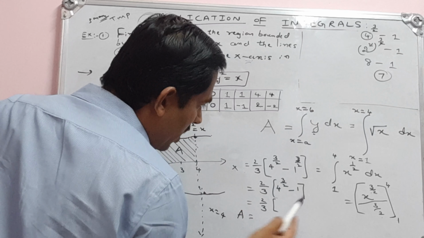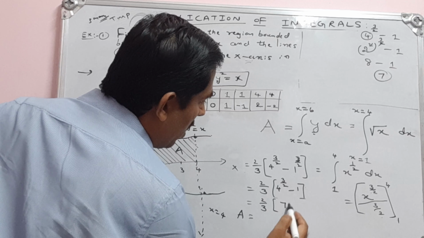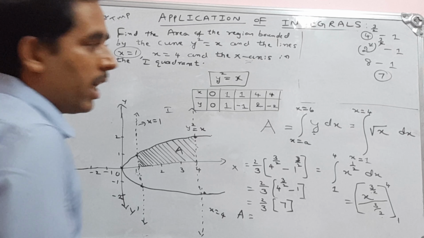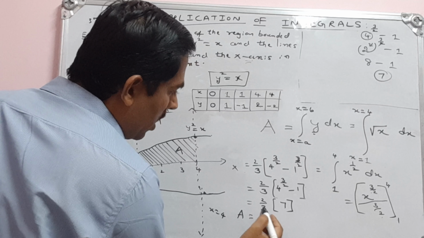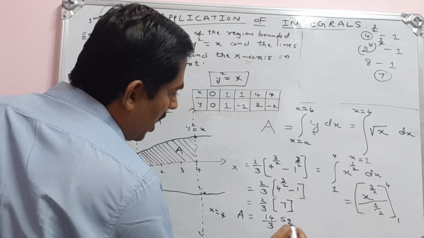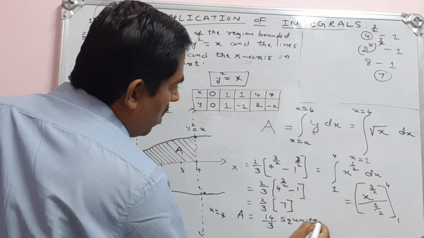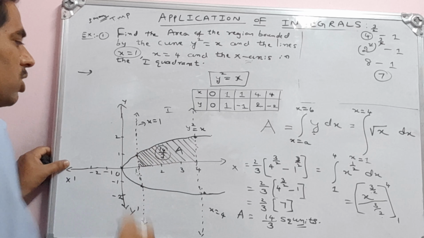So what is the answer for this? Observe this. This whole thing converts to what? This 7. I can write it directly here. So this whole thing, you can write separately. So 7. Then I can cancel this 2, and multiply this 2 sevens are 14. See, 14 by 3 square units. This area is 14 by 3 square units.